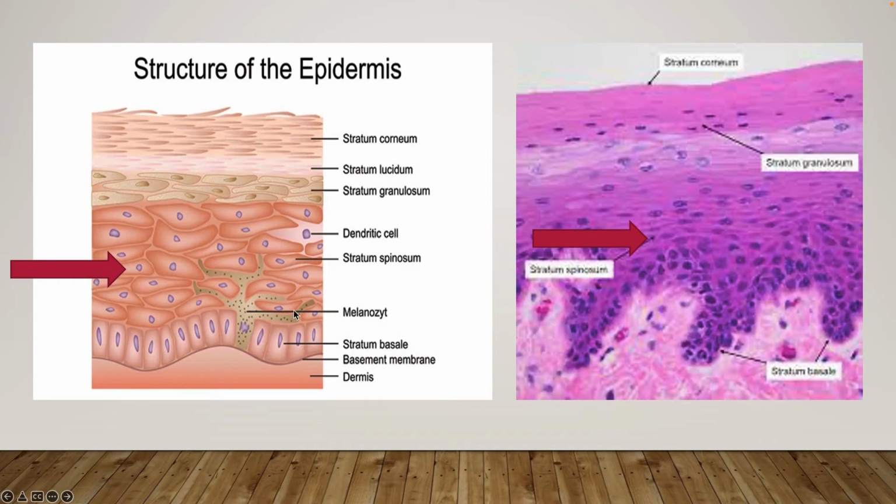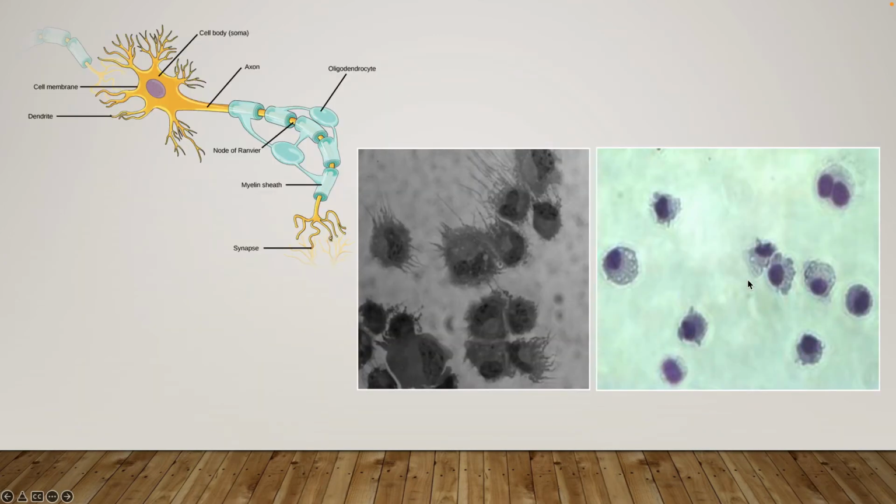But here's our stratum spinosum here. You can see more layers than our stratum basale. And in here we have our dendritic cell. Here's going to be our stratum spinosum histologically, running right here, just superficial to our stratum basale. And here on the right, you can see a picture of our dendritic cells, or our Langerhans cells. And here on the left, you can see a picture of a typical neuron. So here you can see these dendrites coming out. That is what these are supposed to resemble.